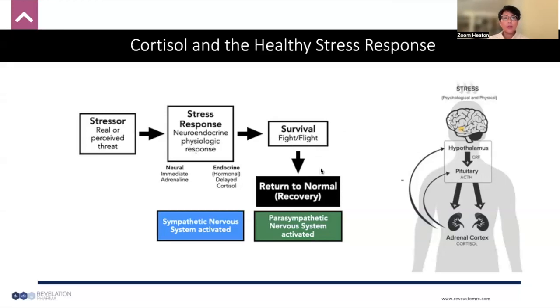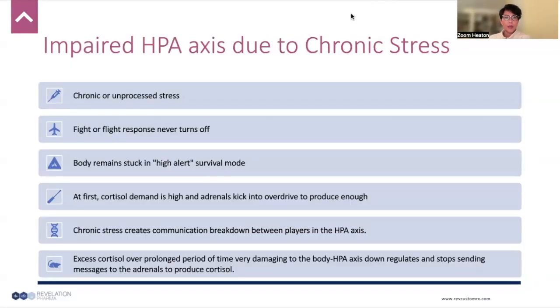So once the threat level is diminished, then the demand for emergency levels of hormones kind of settles down. It returns to the parasympathetic state, and it's focused more on body maintenance and upkeep. And this is a normal, healthy response, which allows the body to bounce back to a thriving state after experiencing that acute stress. Okay, now we're going to look at the impaired HPA axis due to chronic stress.